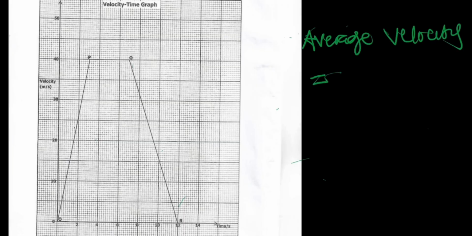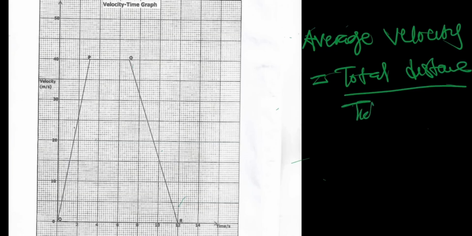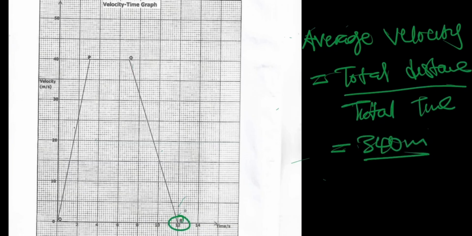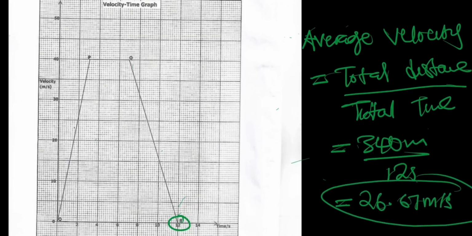is actually the total distance traveled over the total time. So in this case, the total distance is 340 meters, and the total time, notice that this is 12, so it is 12 seconds. So the average velocity is going to be 320 divided by 12 is going to be 26.67 meters per second. So that is the average speed.